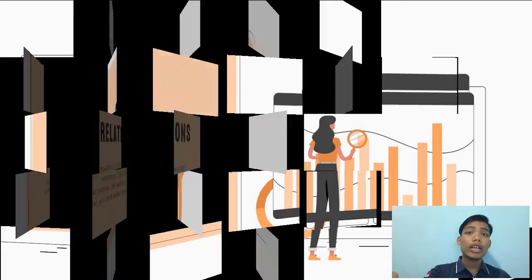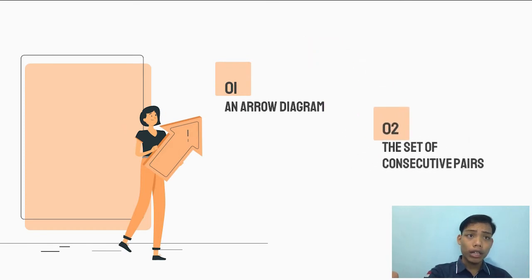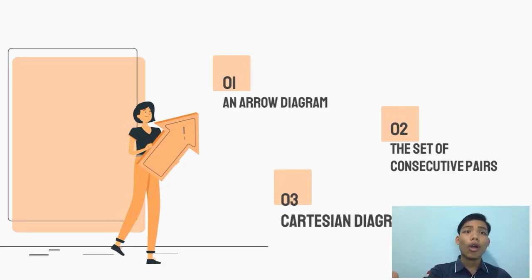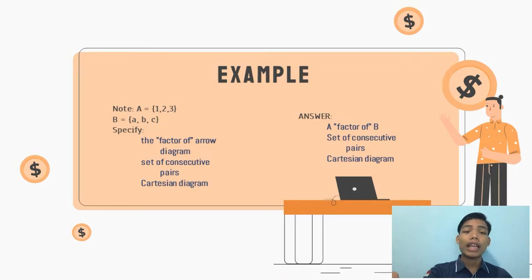The ways to express a relation: the first one is an arrow diagram, the second one is a set of ordered pairs, and the third one is a Cartesian diagram. For example, A is 1, 2, 3, and B is a, b, c. Specifically, A is the arrow diagram, B is the set of ordered pairs, and C is the Cartesian diagram.